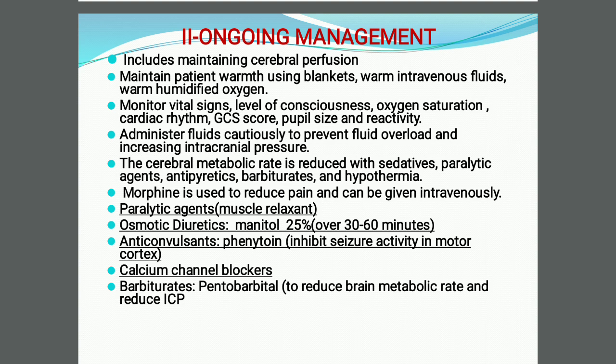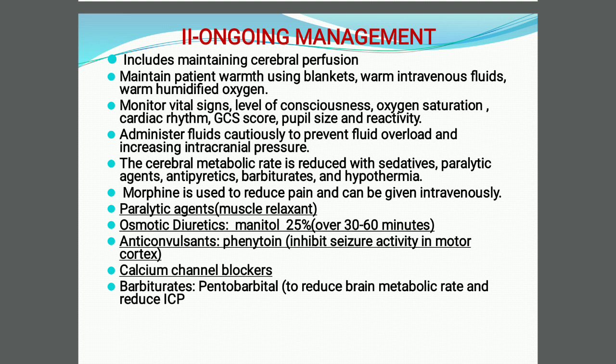So the pupil size and reactivity, administer the fluid cautiously to prevent fluid overload and increased intracranial pressure. You need to check the intake and the output of the patient. There you need to check the balance. So there shouldn't be any negative balance or so much positive balance. So you have to be careful about this.